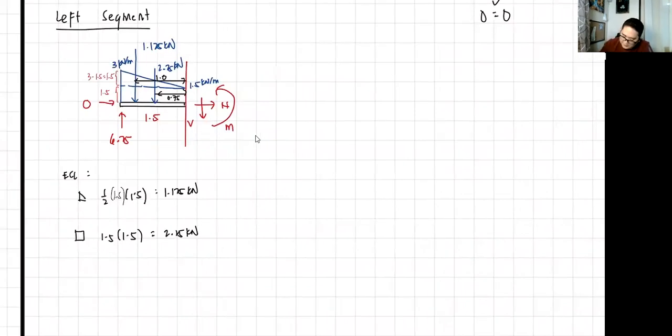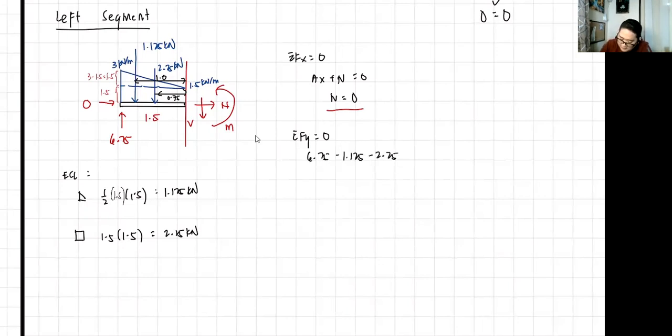Now, summation of forces, x is equals to 0. So we have yung Ax plus N is equals to 0 or N is equals to 0. So this will be our answer for normal force. We have summation of Fy is equals to 0. So we have 6.25 minus yung 1.125 natin minus 2.25 and then minus V is equals to 0. So transpose lang natin si V. So 6.25 minus 1.125 minus 2.25. That is 2.875 kilonewton. Okay? So later, we verify natin.